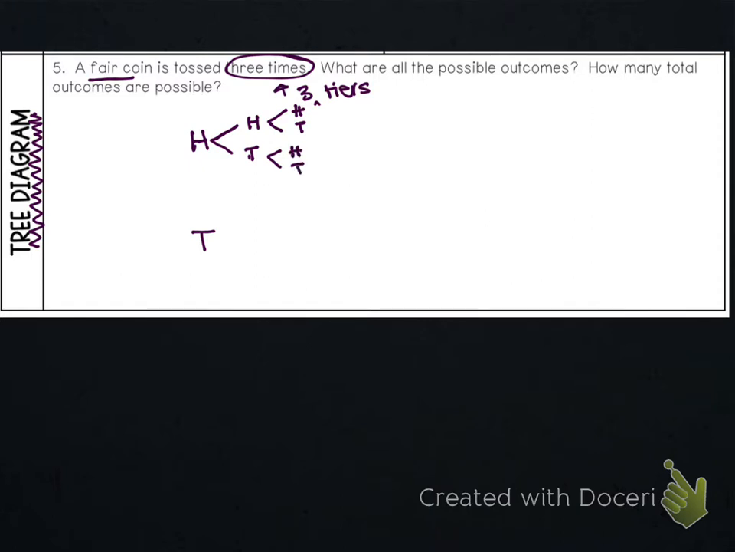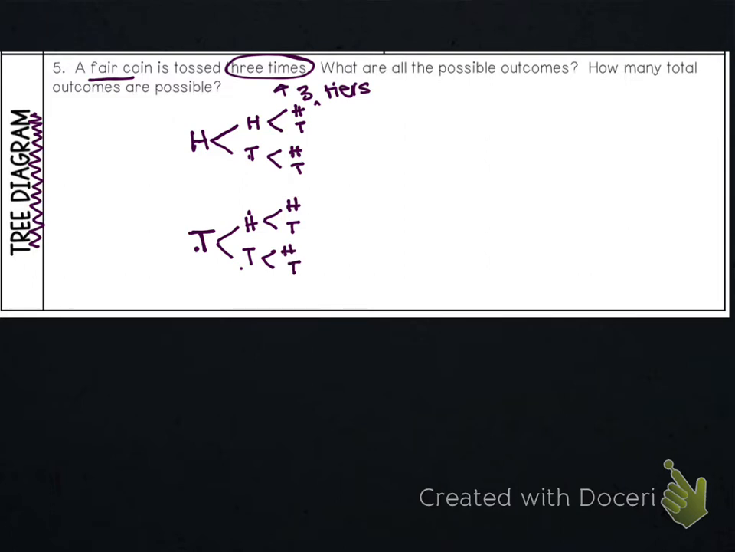Heads or tails. But what if I didn't land on heads the first time? What if I landed on tails the first time? So then from here, I would flip the second time. And what is my possible outcomes? Heads or tails. So what if I landed on tails and then I landed on heads? Now I got to flip a third time, right? And I can land on heads or tails. Or I landed on tails and then I landed on tails. Now I have to flip a third time and I could land on heads or tails.